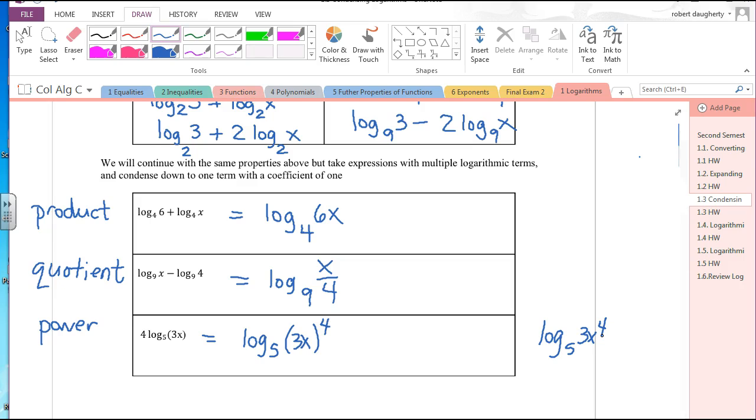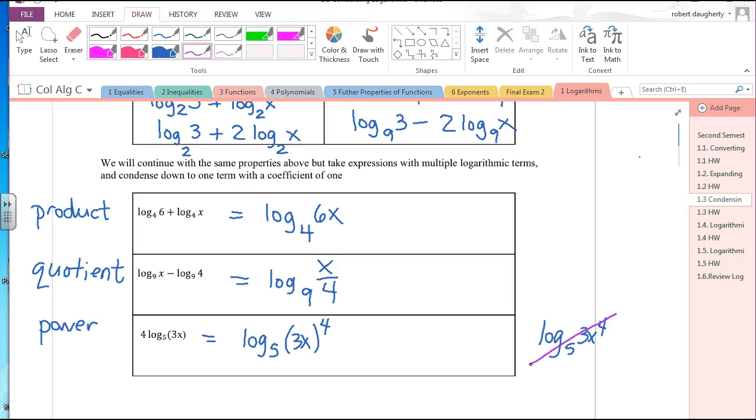Right, that means that it's only the x raised to the 4th power. So when I move this coefficient and make it an exponent, everything is raised to the 4th power. So this is not correct, okay? It's the log base 5 of 3x, all of that raised to the 4th power.